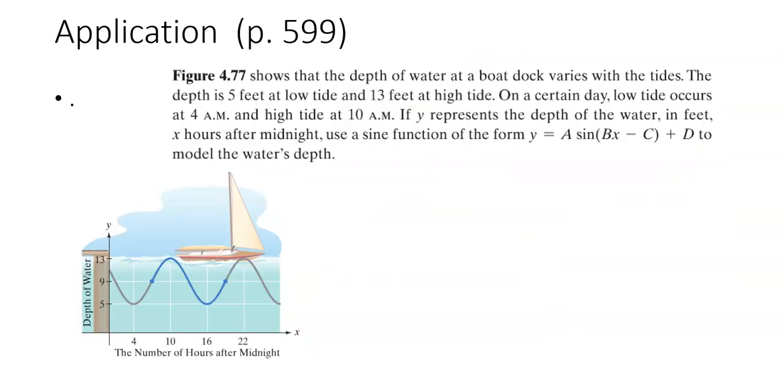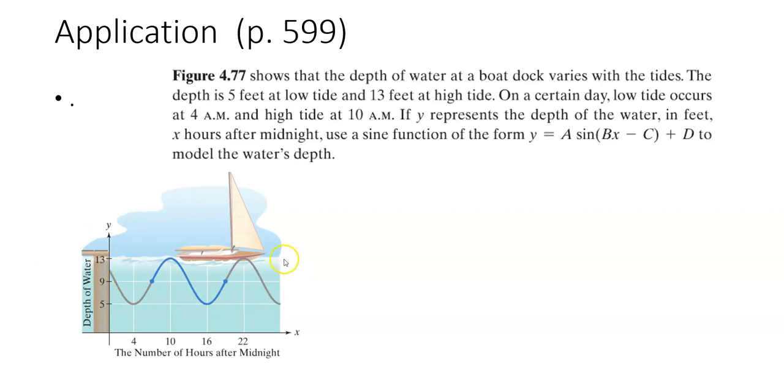All right, last one here. Application problem. The figure shows the depth of water on a boat dock varies with the tide. So at high tide, the boat is further up because the dock is filled with water. On low tide, it dips down. Notice the depth of the water is never less than 5 feet, and it's never more than 13 feet.